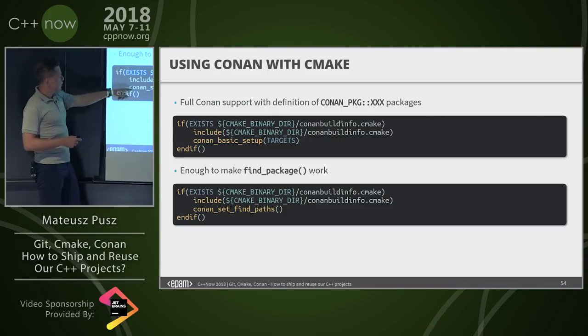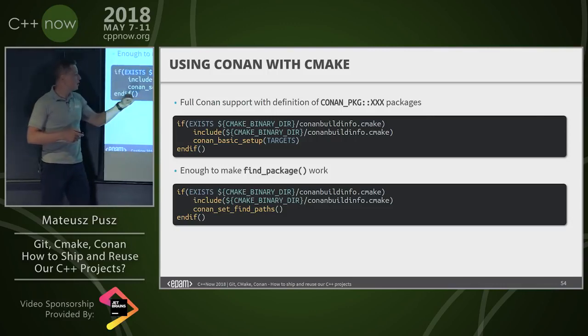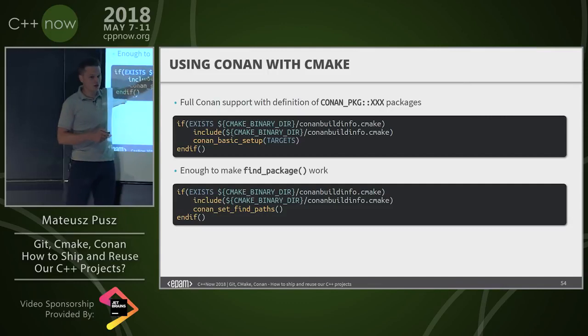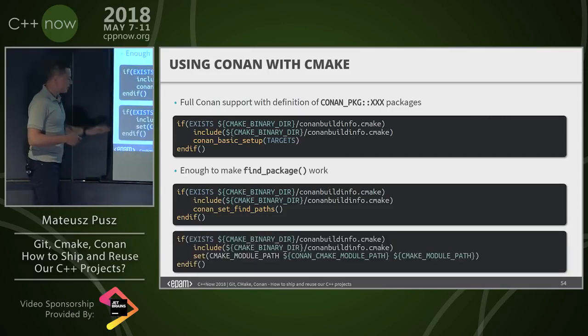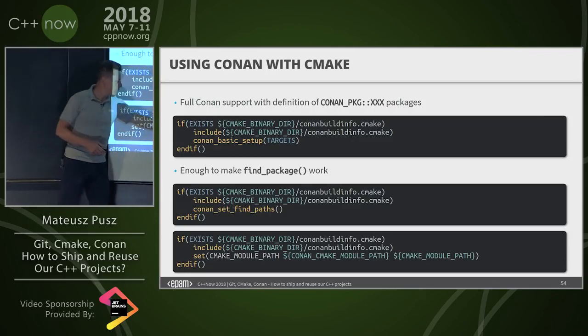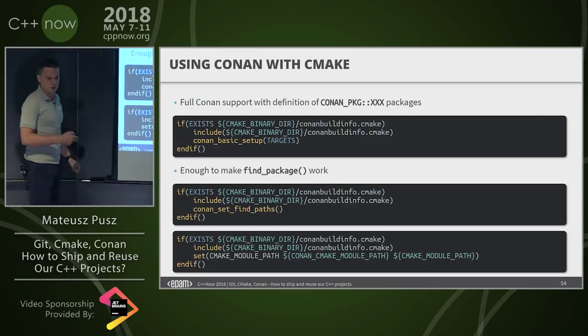So basically, you can also use Conan set find paths only here that will just make find package work and not create any targets for you. Or just directly set CMake module path from the Conan variable that is created in this file.